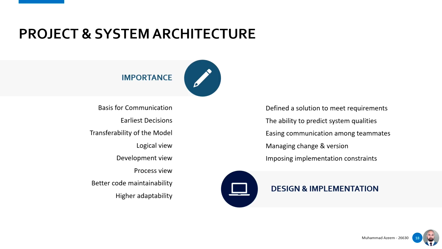For the success of the project, system architecture is the backbone. Project and system architecture determines the quality and longevity of the system. Therefore, this time we focused more on building our project architecture to meet the requirements and ease communication among teammates. Also, you can see here the importance of the architecture: it is the basis for communication, transferability of the model, development view, process view, better code maintainability, and high adaptability. This also helps a layman to understand the system.